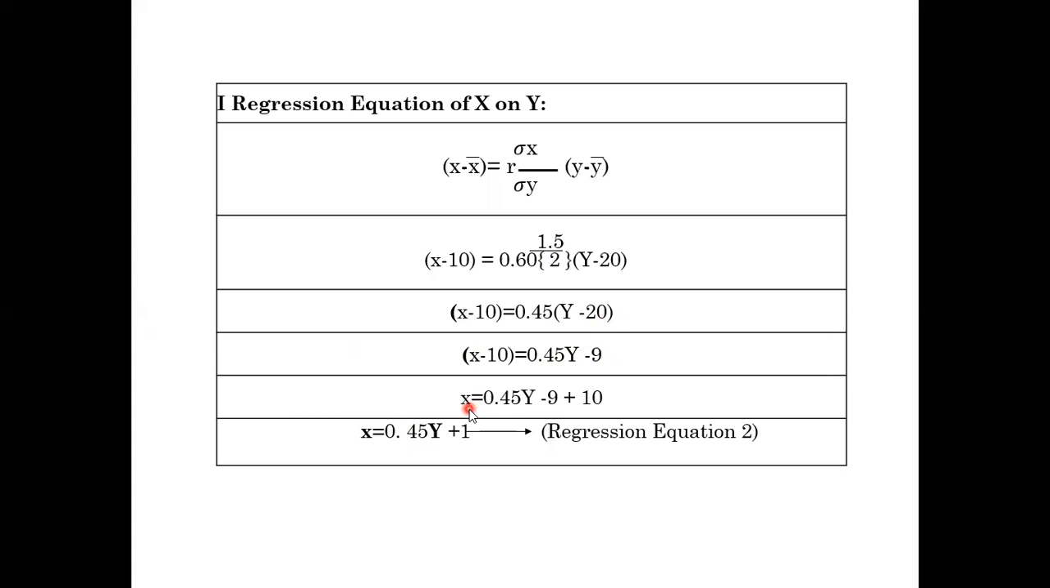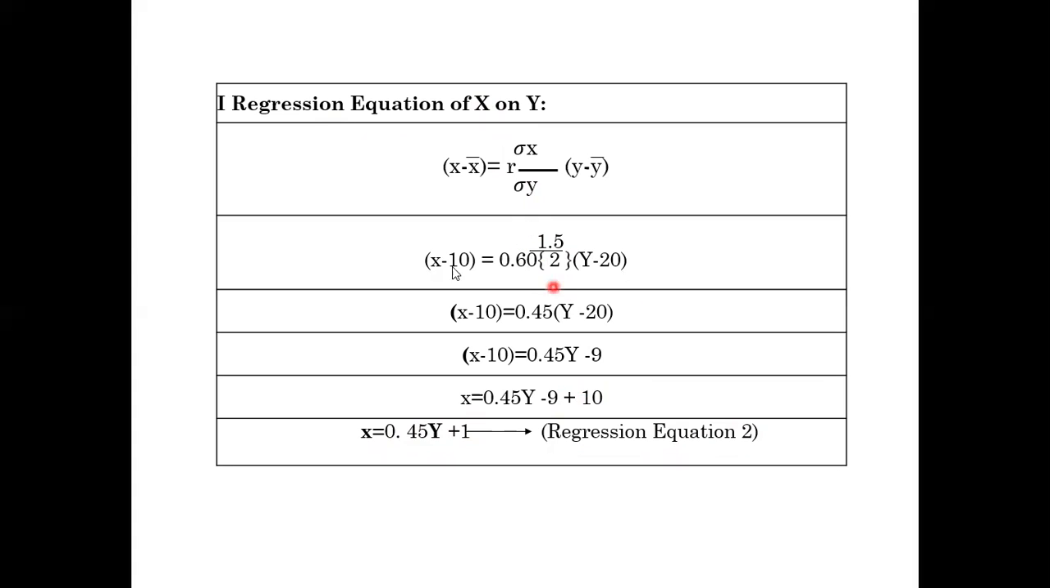Okay, so now x is equal to 0.45y minus 9 plus 10. See here, minus into plus, it will become minus, but plus 10, the value is more. Therefore, put plus 1. Okay, so see here, x is equal to 0.45y plus 1. This is regression equation 2, that is the x on y equation.